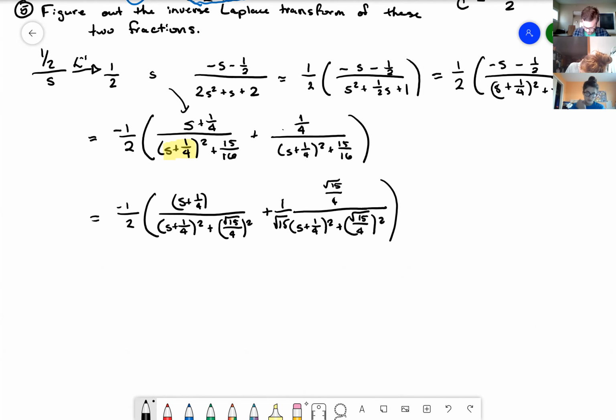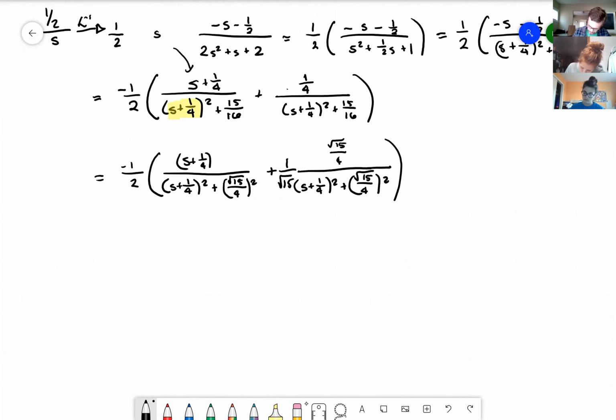Now I can get the inverse Laplace transform of each of these pieces. So this one is going to transform by the inverse Laplace transform, do negative 1/2 times, we'll do it in 2 pieces. I'll just have to remember to include that. Now let's do it in 1. So this will be cosine of AT plus square root of 15 over 4t, but it's also shifted by this 1/4. So we need to multiply by an exponential to undo that shifting.